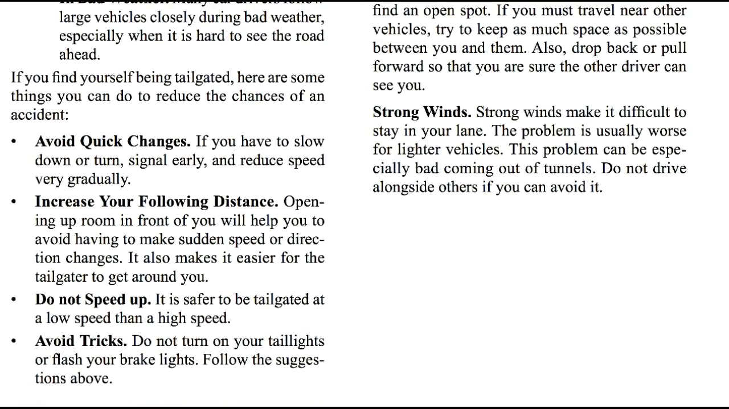If you have to slow down or turn, signal early and reduce speed very gradually. Increase your following distance. Opening up room in front of you will help you avoid having to make sudden speed or direction changes. It also makes it easier for the tailgater to get around you. Do not speed up. It is safer to be tailgated at a low speed than a high speed. Avoid tricks. Do not turn on your tail lights or flash your brake lights. Follow the suggestions here.